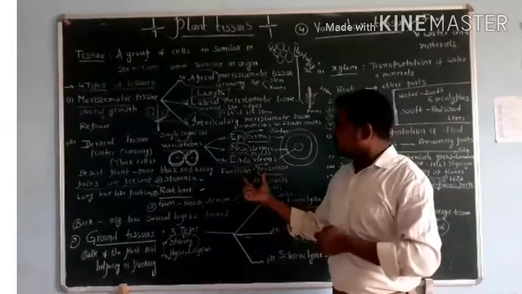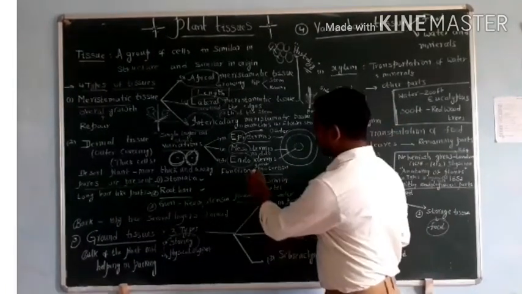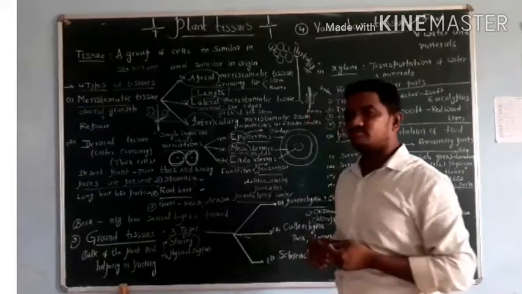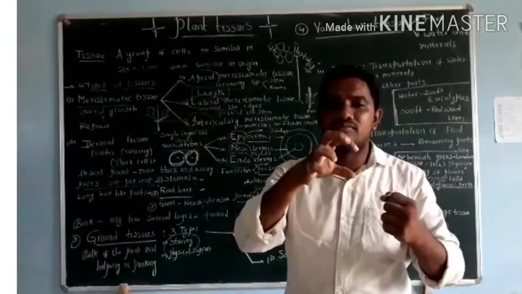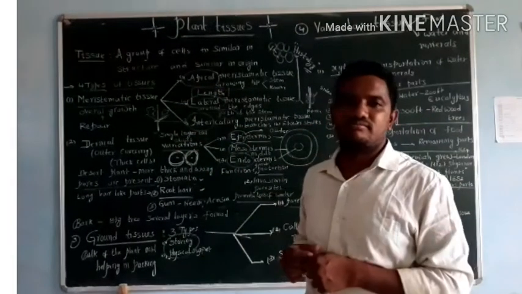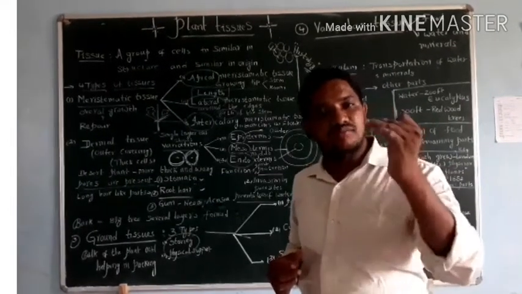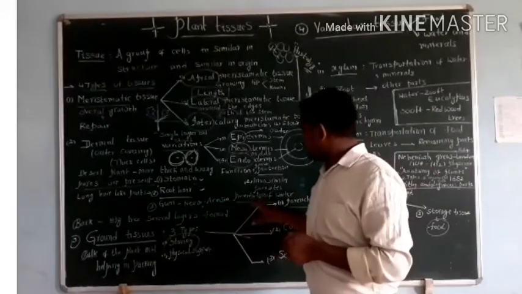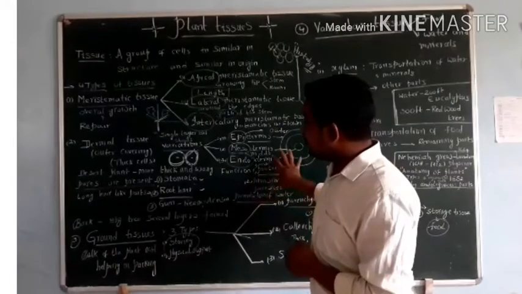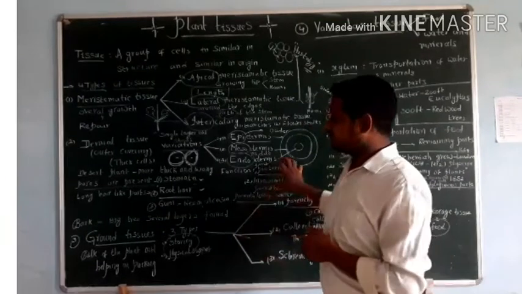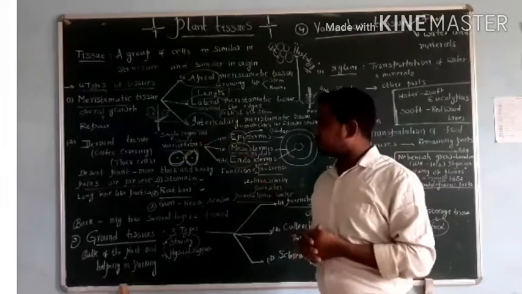Next, the main functions. First, it gives protection to the inner organs. Second, it prevents the invasion of parasites. If there is no outer membrane, many microorganisms enter the plant body, so it prevents the entry of microorganisms. Third, it prevents the loss of water. These are the functions of dermal tissues.